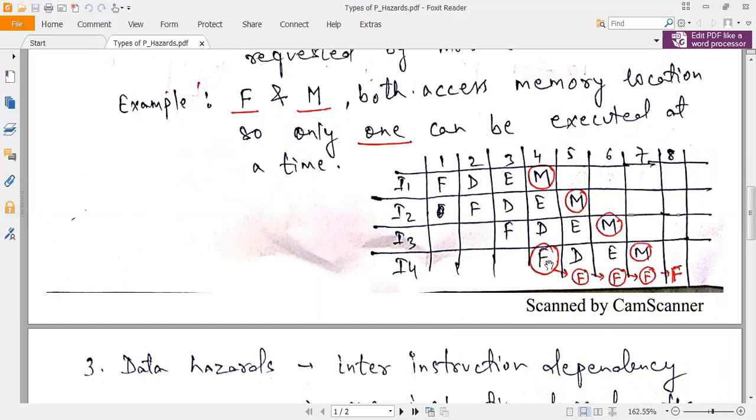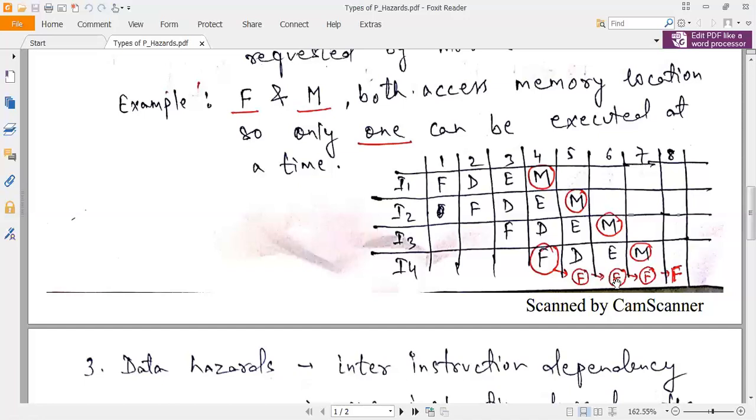That means M and F both want to access the memory location, but only one is allowed. So if this is allowed, this will be delayed. If this is delayed, that means what was to start from clock cycle 4 will start from clock cycle 5. Again, at clock cycle 5, instruction 2 M and instruction 4 F again want to access the memory location. Again, this is delayed.